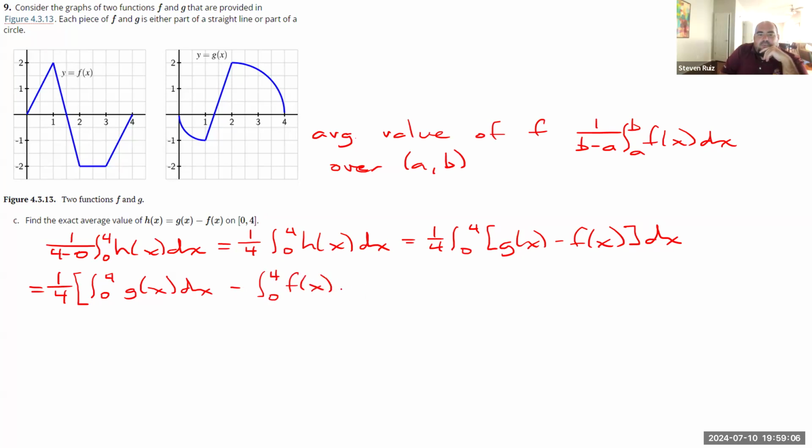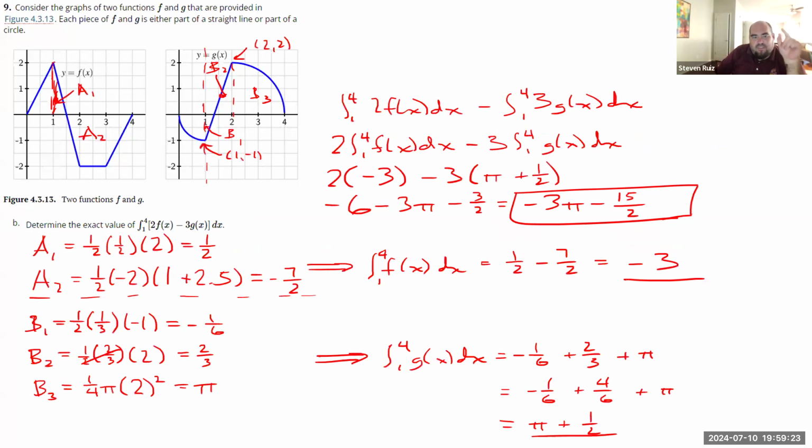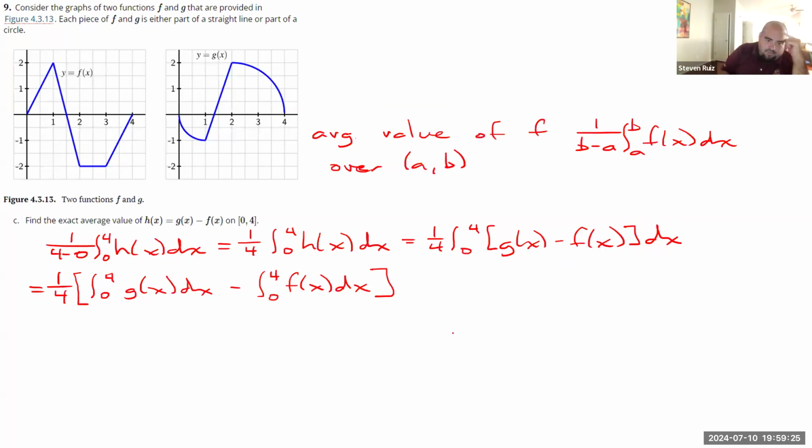Is this something we have found? Not directly, but we can piece it together, because in the previous parts, we found the integral from 0 to 1 of both f and g, and we also found the integral from 1 to 4 of both f and g. So let's kind of expand these a little bit.